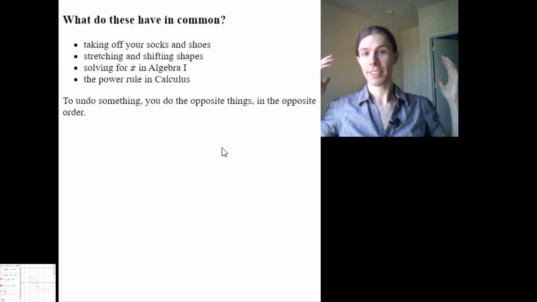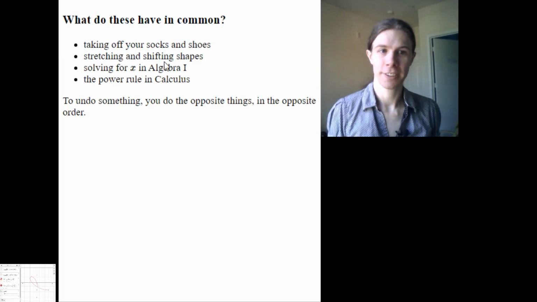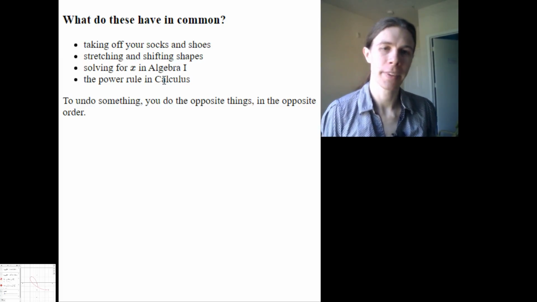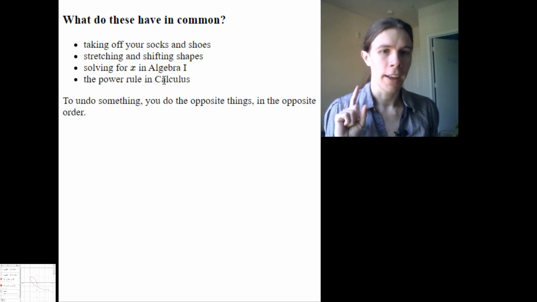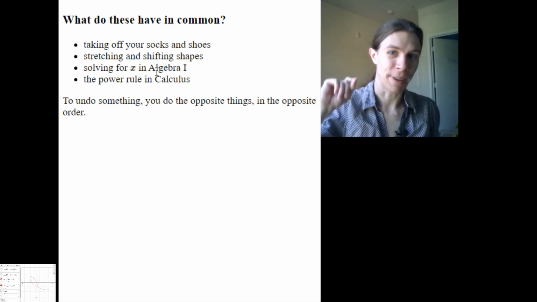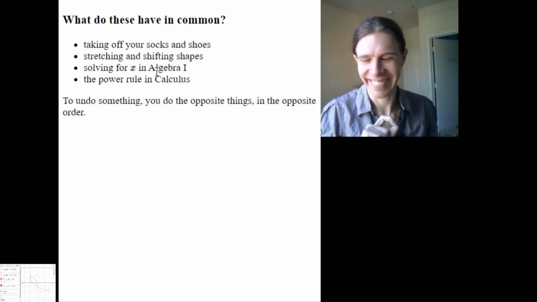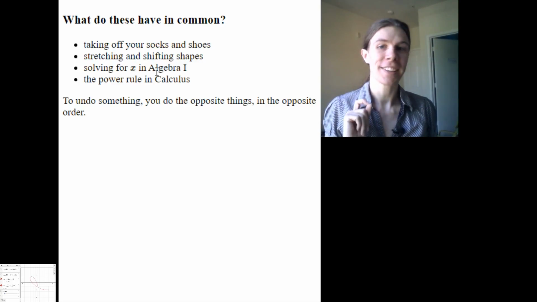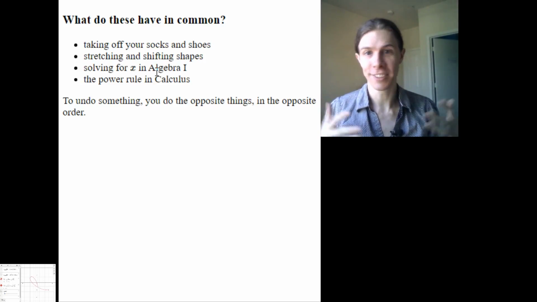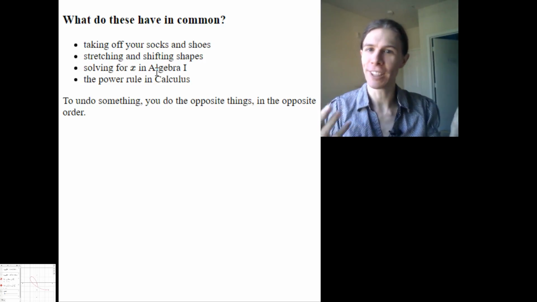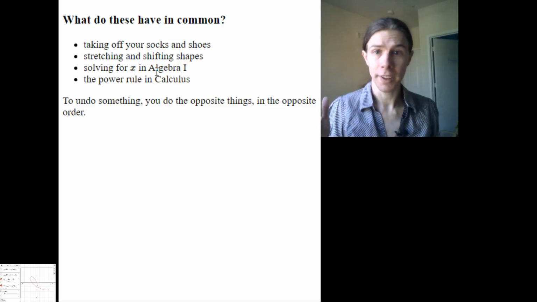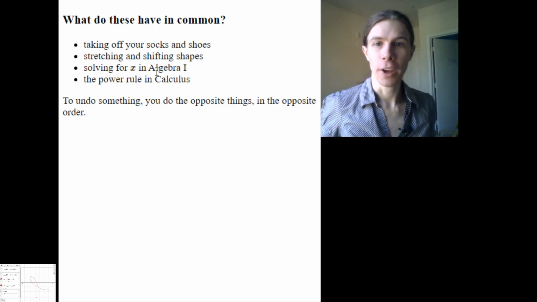So, ta-da! There's a connection between taking off your socks and shoes and solving for x in Algebra 1. P.S. That always works in all algebra cases in which x shows up exactly once. So long as it's showing up exactly once in your expression, then you're just doing a bunch of things to x in some order, and you just peel them off like an onion, layer by layer, undoing them in the opposite order.